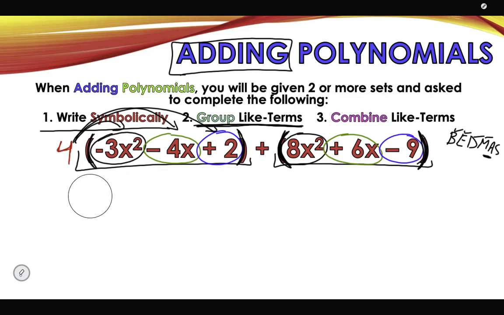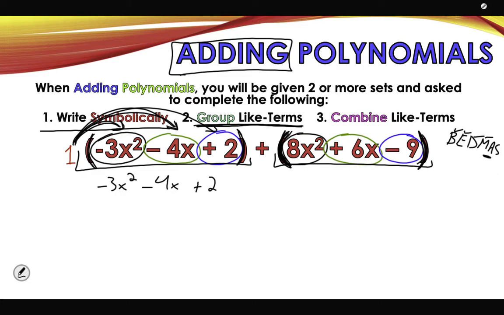Except, in this question, that number 4 isn't actually written there. In this question, because there's nothing there, we get to assume that it's just a +1, which makes our life a whole lot easier, because if I distribute a +1, I get exactly the same thing. And distribute a +1, same thing, same thing.